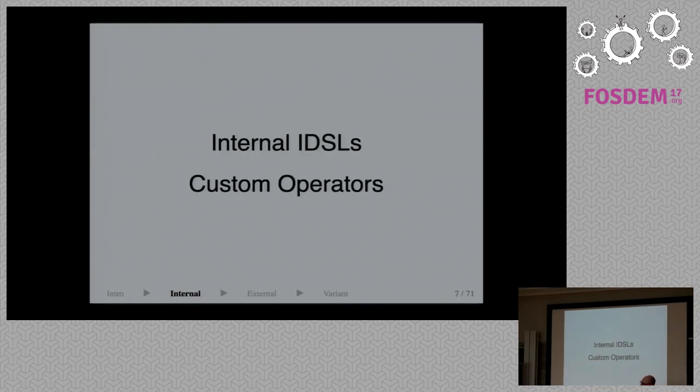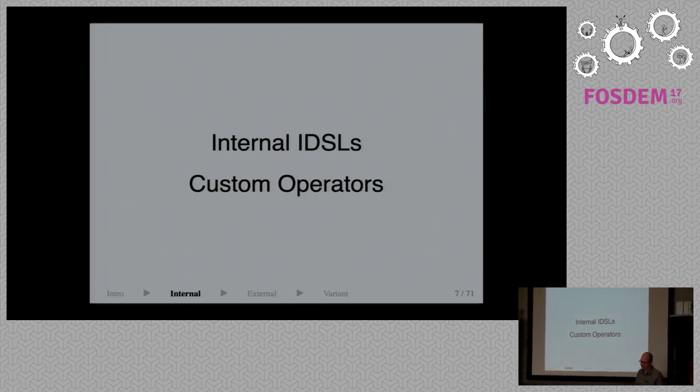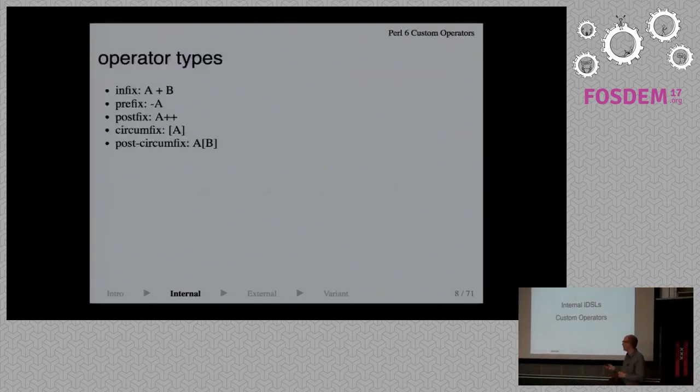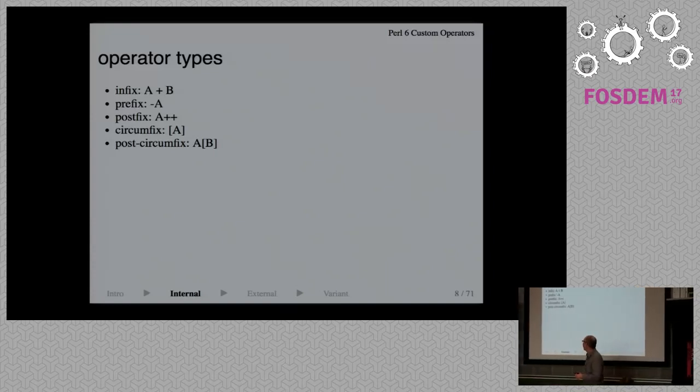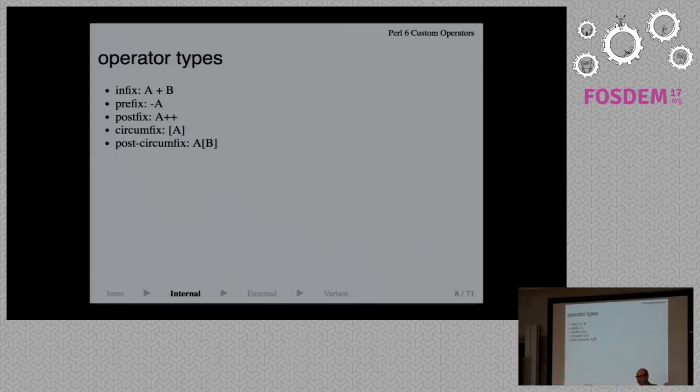Okay, so we'll start with internal informal domain-specific languages. So, mouthful. Okay, and what we're going to talk about are the Perl 6 custom operators facilities. So a quick review and explanation of the different types of operators that you see. These are the types of operators in Perl 6.